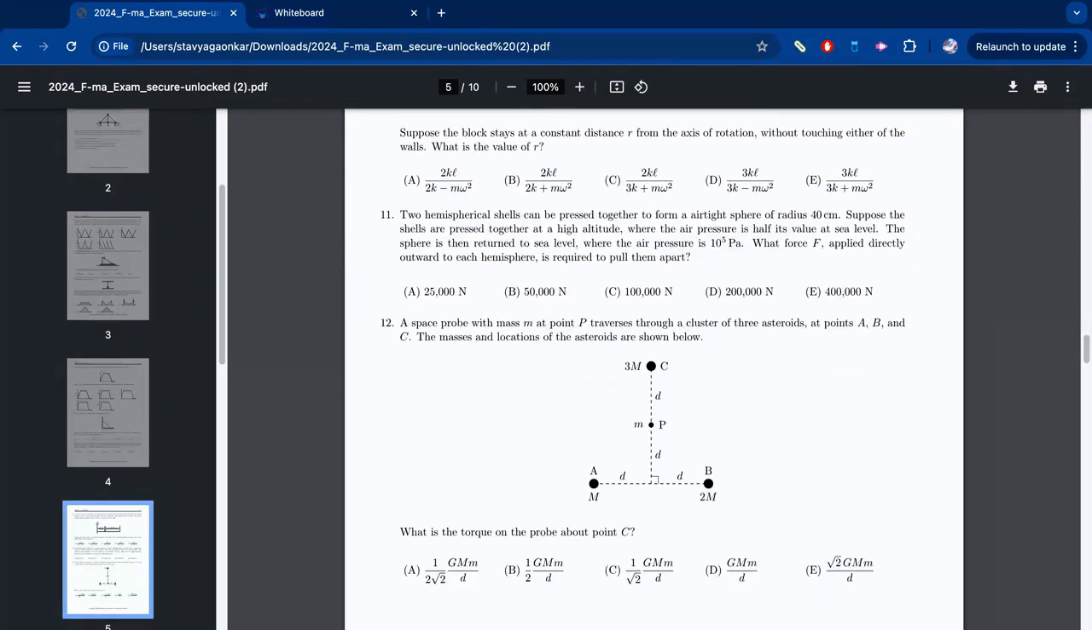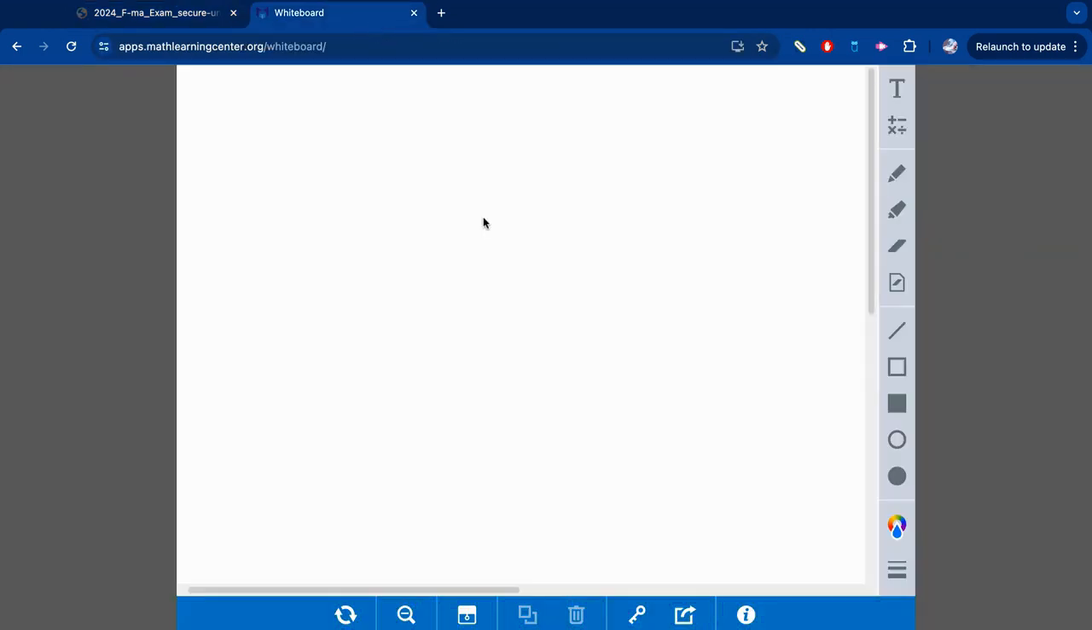Okay, so for problem number 11, you have two hemispherical shells that are pressed together to form an airtight sphere. You press them together at a high altitude where the air pressure is half the value at sea level, and then it's returned to sea level. You want to figure out what force F you need to apply outward to each hemisphere to pull them apart.